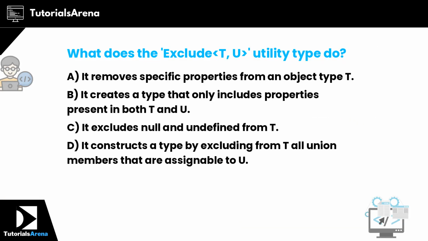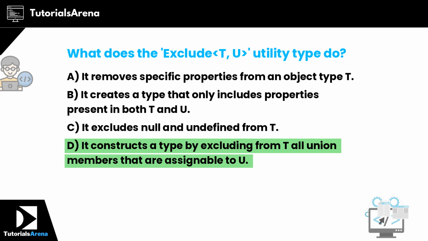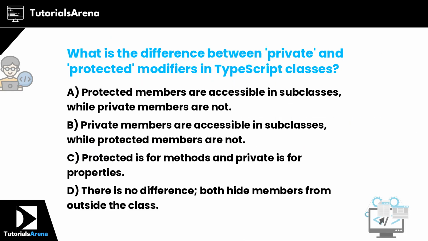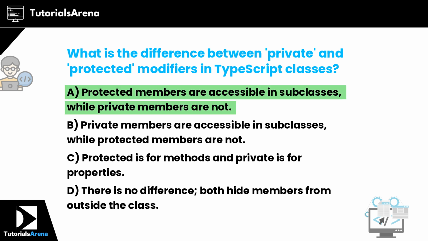What does the Exclude<T, U> utility type do? The correct answer is option D. It constructs a type by excluding from T all union members that are assignable to U. What is the difference between private and protected modifiers in TypeScript classes? The correct answer is option A. Protected members are accessible in subclasses, while private members are not.